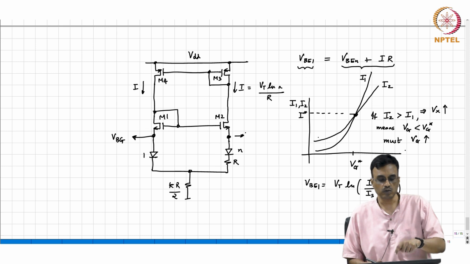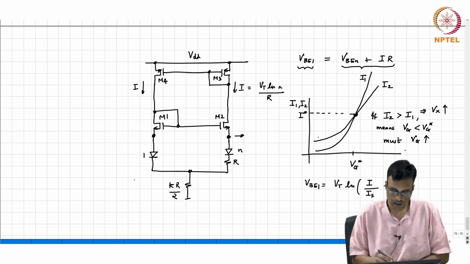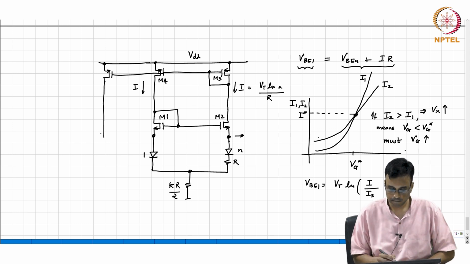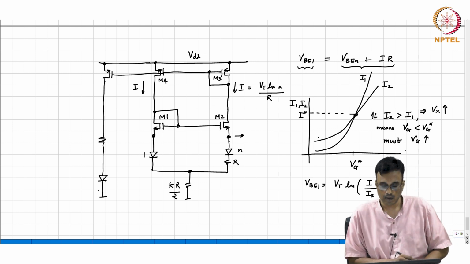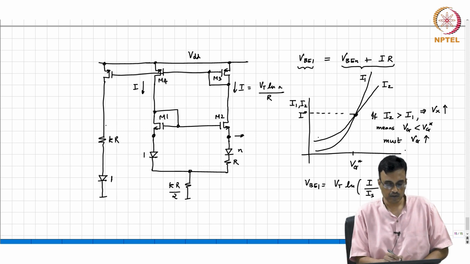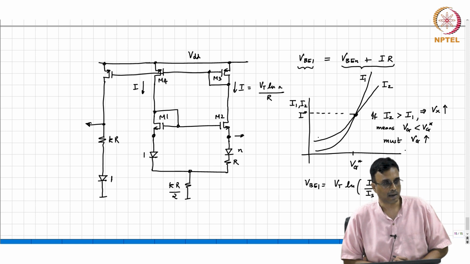The other way of doing it is to take this, put KR there and VB1 there. So this will be your potential.